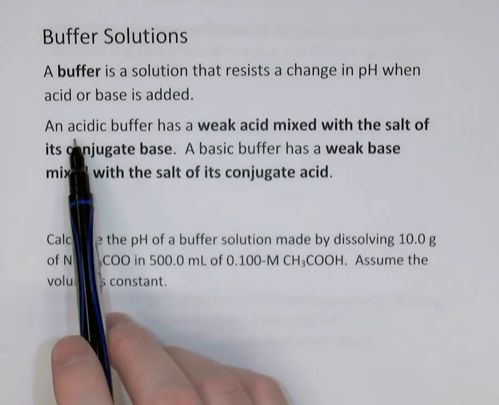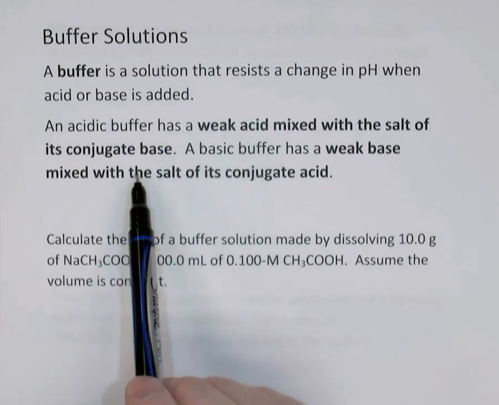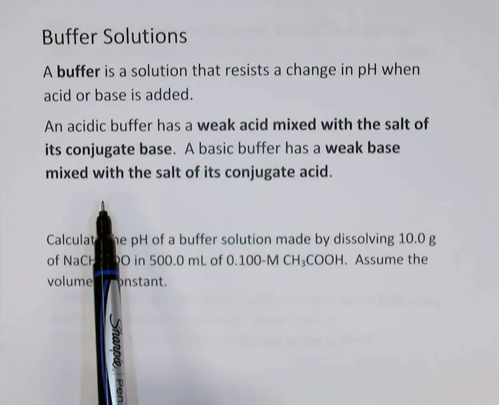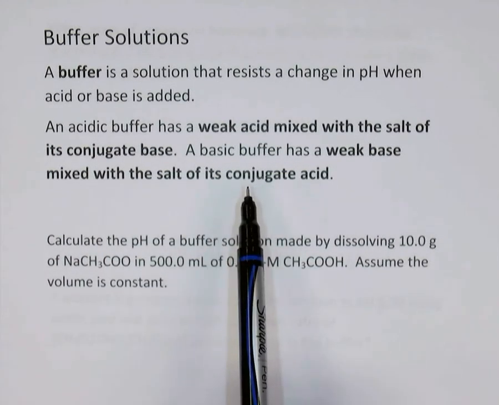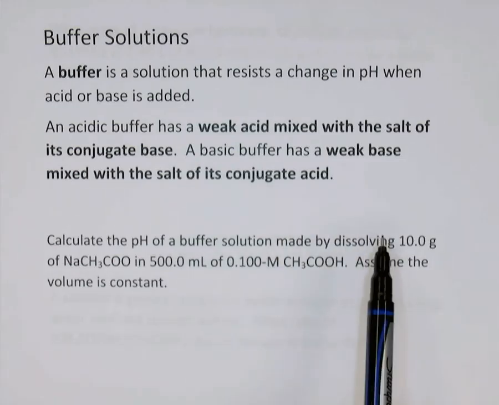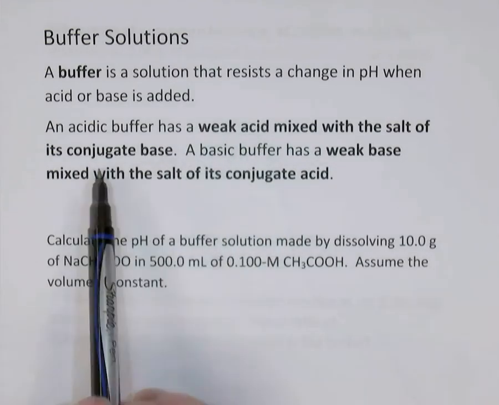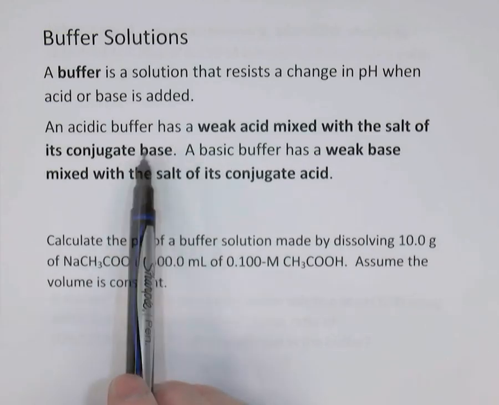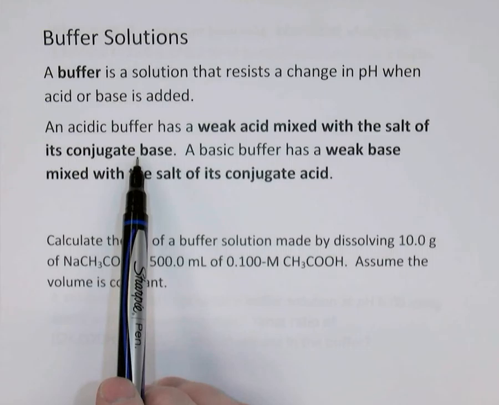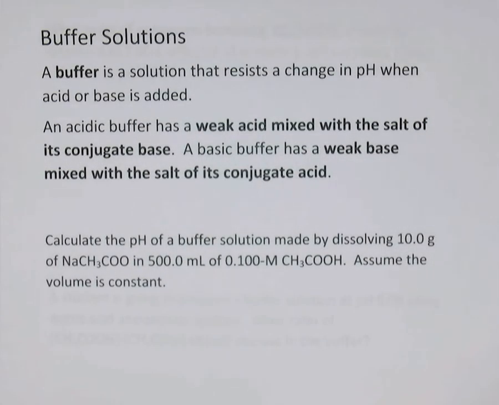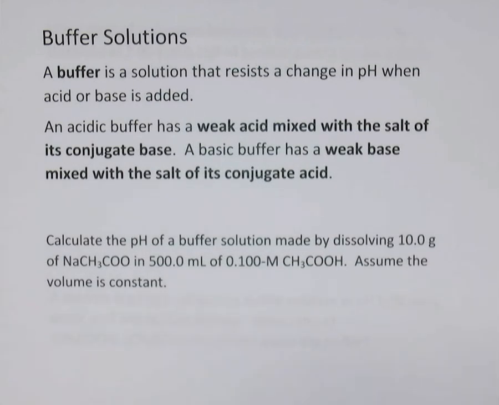The reason for that is that buffers contain mixtures of weak acids and their conjugate bases. So if you have a buffer in an acidic pH range, it'll have a weak acid with the salt that contains its conjugate base. Or they may be basic buffers, so a buffer at a pH above 7, which would contain a weak base and the salt of its conjugate acid. So notice that buffers always contain weak acids and weak bases. So now when you add an acid to the buffer, the base that's in the buffer will neutralize the added acid. If you add a base to a buffer, the acid that's present in the buffer will neutralize the added base. So buffers can resist changes in pH because they contain mixtures of weak acids with their conjugate bases, or weak bases and their conjugate acids.